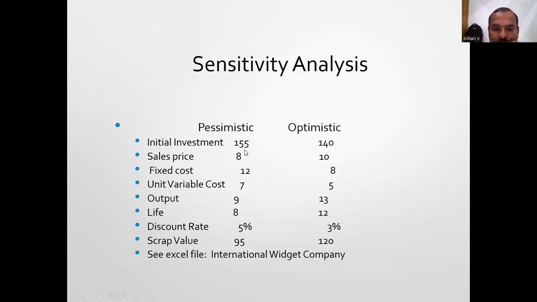In the initial investment, under pessimistic, it is high. Under optimistic, it is 140, low. Then the sales price is very low. Under pessimistic and optimistic, it's a very standard price, like this.